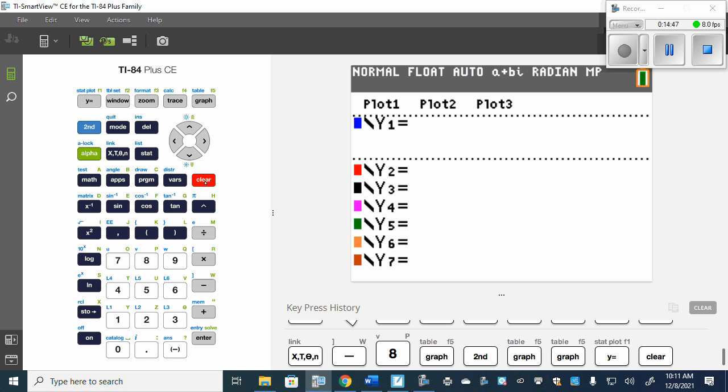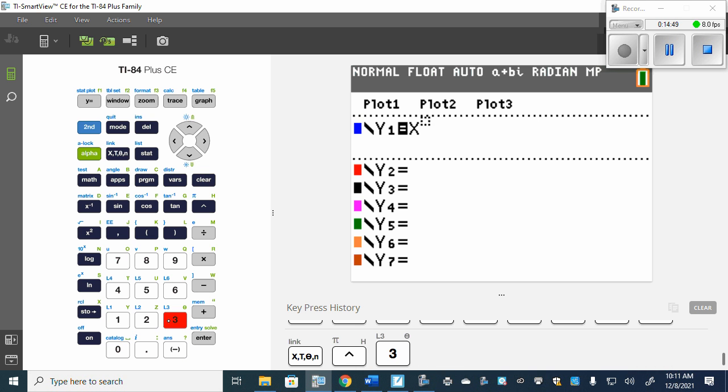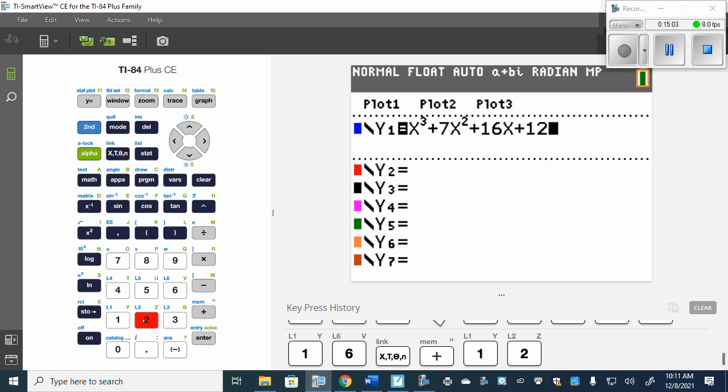Clear. X cubed plus 7x squared plus 16x plus 12. Graph it.